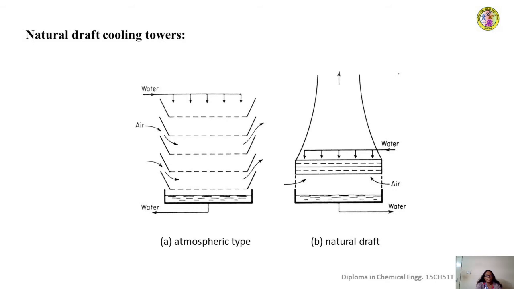Natural draft cooling towers are the ones in which the flow of air through the tower occurs naturally, that is, by natural convection. So here we are not using any kind of equipment to create a draft of air through the tower. There are different designs of natural draft cooling towers, but the most important types are the atmospheric type and the natural draft chimney type, as shown in the diagrams. In the atmospheric type, there is a cross flow of air. This air enters from one side and leaves from the other side. So the flow of air is essentially across the tower rather than up through the tower.